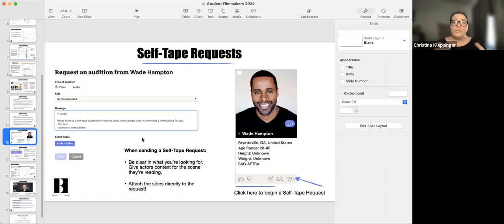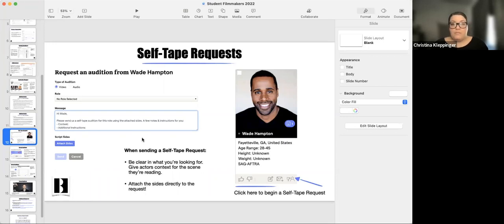Now, if you're using Backstage for this, that video will land in their profile along with the rest of their media. It keeps it really organized for you. You can download it if you feel strongly about having it downloaded to your computer, but you don't have to. It doesn't have to take up any space on your laptop.